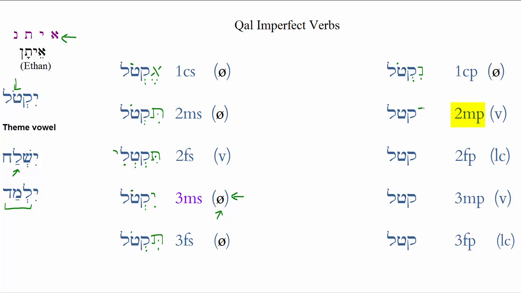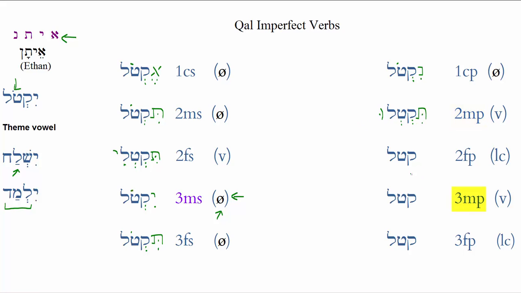We'll have a tav prefix for second masculine plural, which will also take a hirik, silent schwa under the first root letter. The vocalic ending here is a shureq, and so again, vocalic ending, the theme vowel reduces to a vocal schwa, and we get tiktalu, tiktalu.